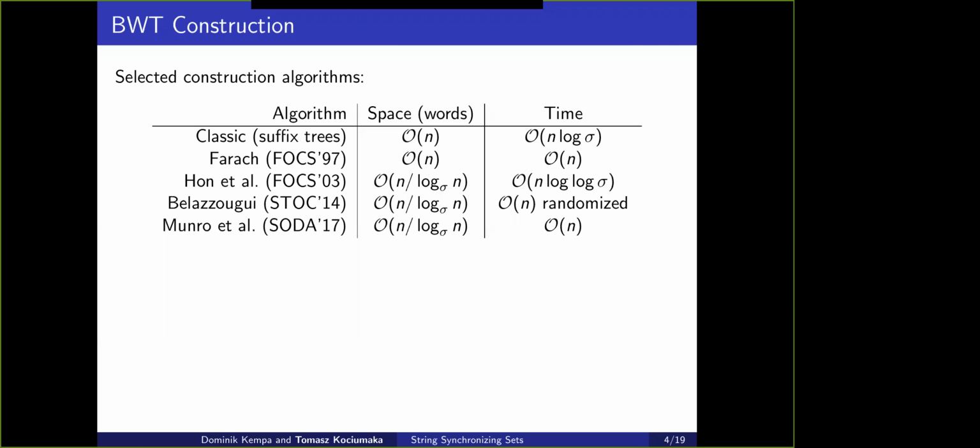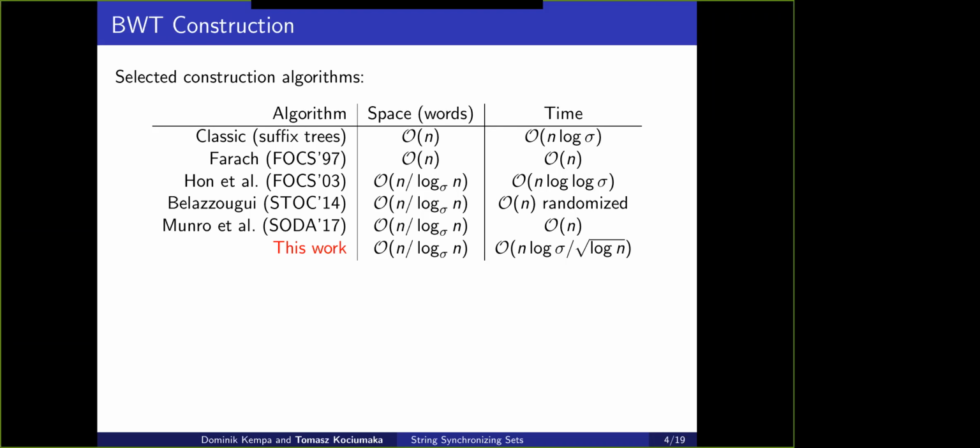And this log sigma factor was subsequently removed by Kärkkäinen and others at STOC using a randomized algorithm, and then Munro, Navarro and Nekrich made a deterministic counterpart at SODA 2017. So before our work, the state of the art was that the space complexity is optimal, n log sigma bits, but the running time was still linear in n, whereas reading the input would only take n over log base sigma n time. And our contribution in this area is to improve the running time while preserving the optimal space complexity. Our running time is n log sigma over square root log n. So ideally, you would hope for n log sigma over log n, which is just n over log base sigma n, but we only shave this square root log n factor, not the full log n factor.